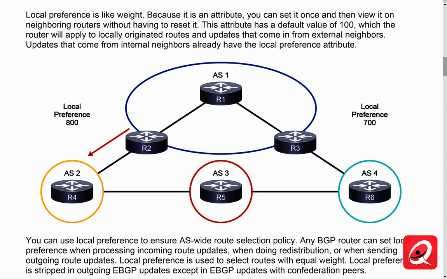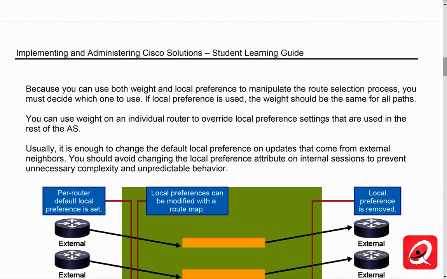Because we can use both weight and local preference to manipulate our route selection process, we have to decide as an administrator which one is going to apply first. Obviously, that's also going to be determined based on the overall topology that we have leaving that autonomous system. A multi-homed single router implementation would mean that we would want to use weight. A dual-homed or multi-homed dual router configuration would most likely mean that we would want to use local preference in that particular case. All right?